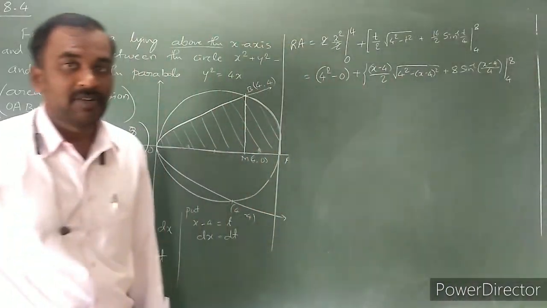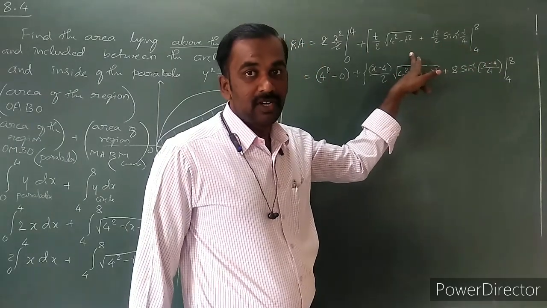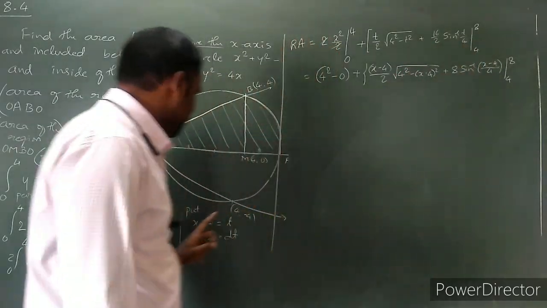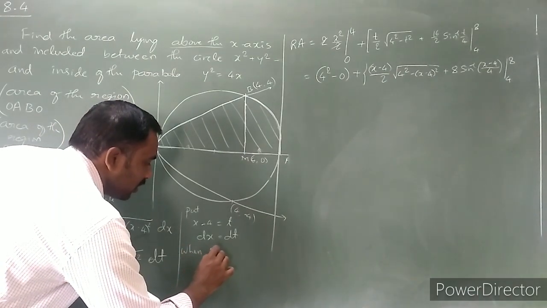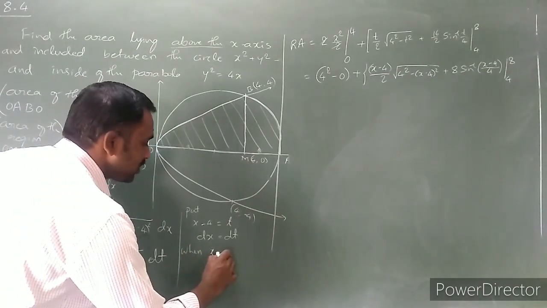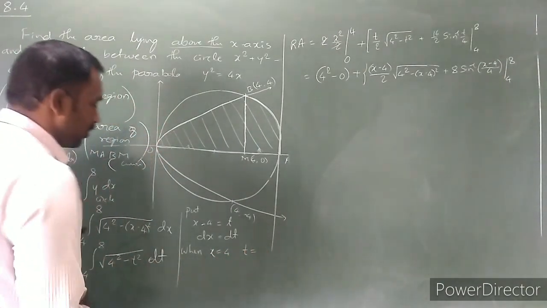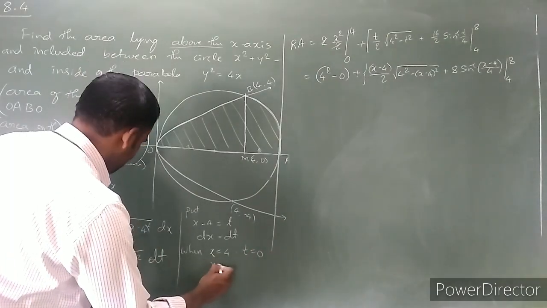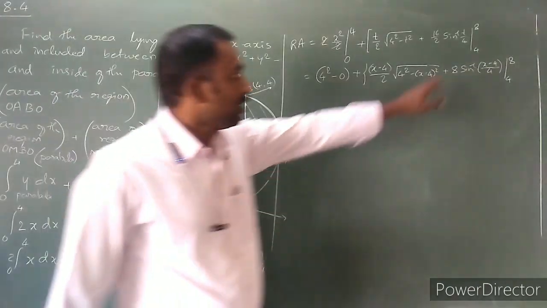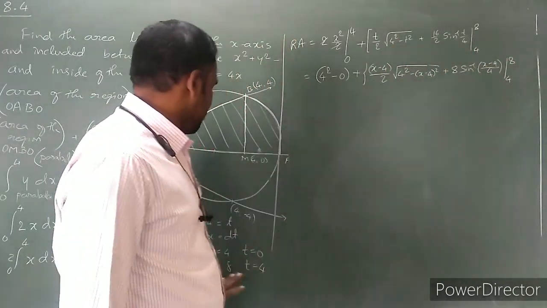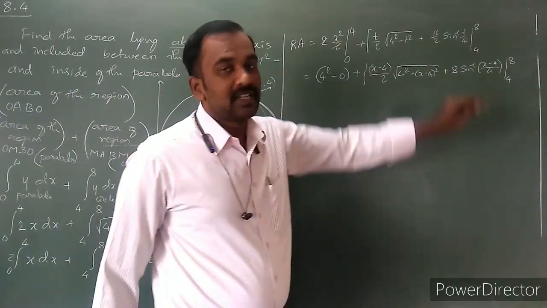Now apply the limit. Why can't we apply this limit directly? Because these limits are for x, not for t. If you want to apply them, here we need to change the limit. How to change the limit? When x is equal to 4, the lower limit, t is equal to 0. When x is equal to 8, t is equal to 4. These limits you have to write. Okay, instead of writing, I just directly wrote.